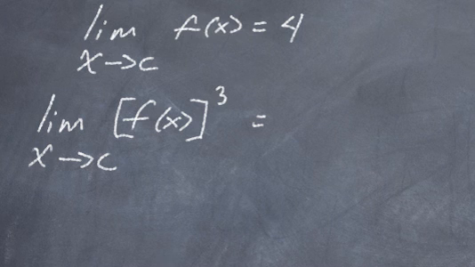Here we're solving limits, and we're going to explore the properties of limits. We have up here defined the limit of f(x) as x approaches c is equal to 4. And we're asked here to solve this limit. This is the limit as x approaches c, of course both these c's are the same, of the function f(x), and we've got a bracket around it, and it's all raised to the third power.